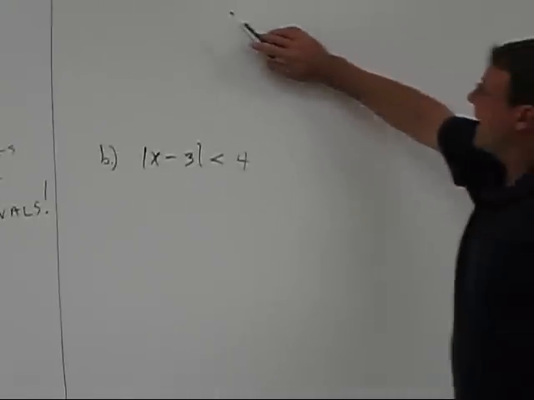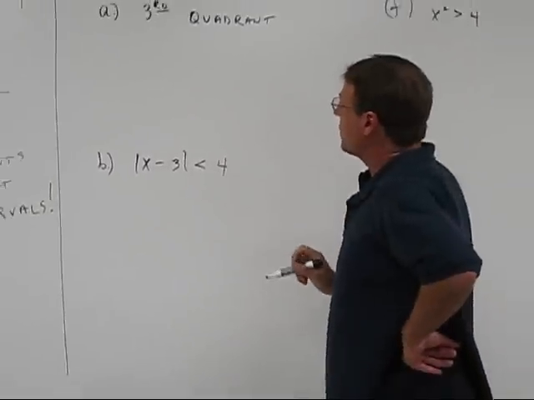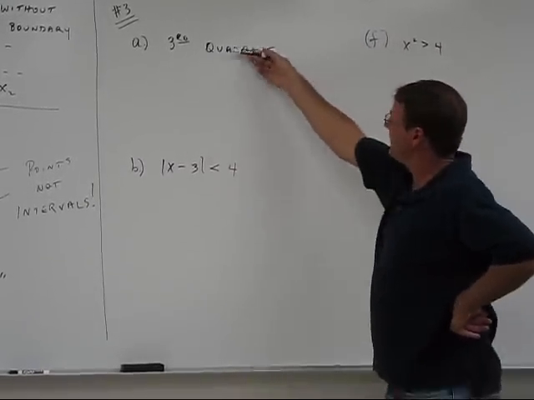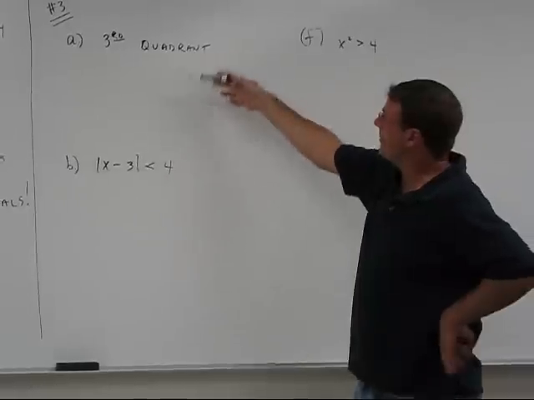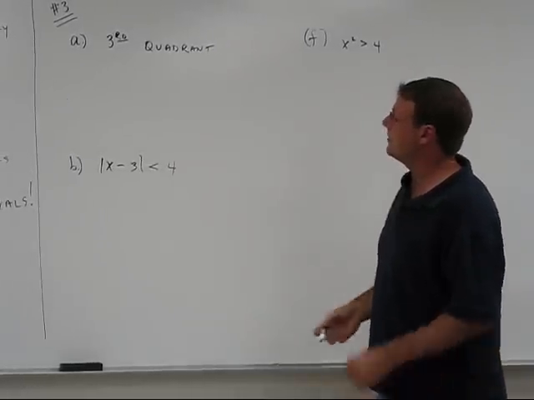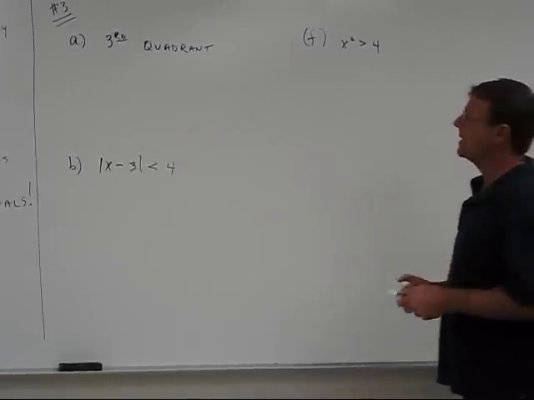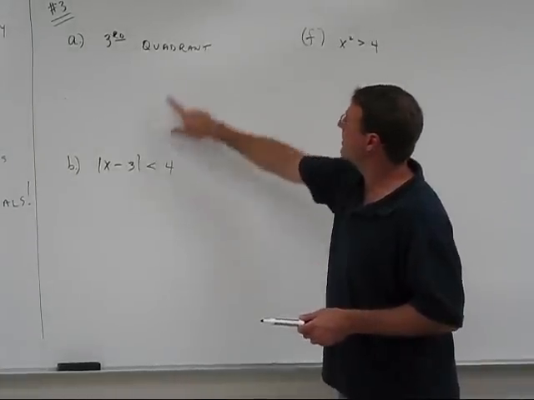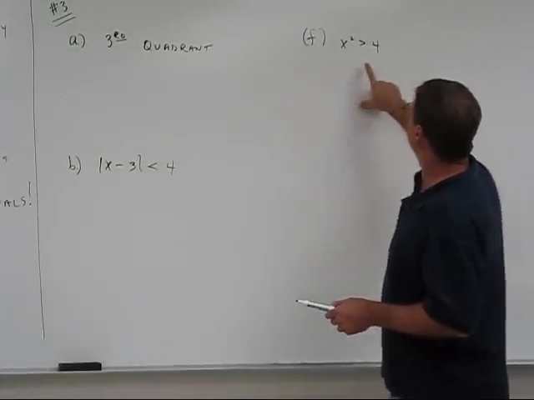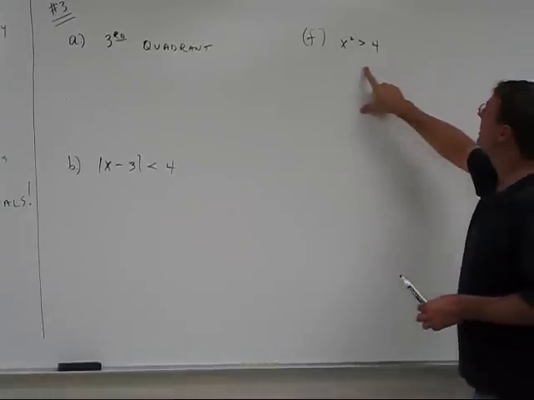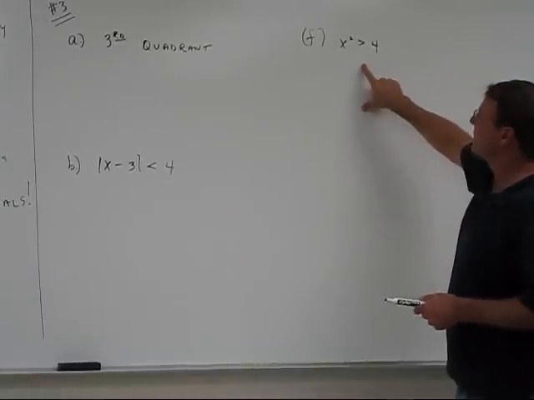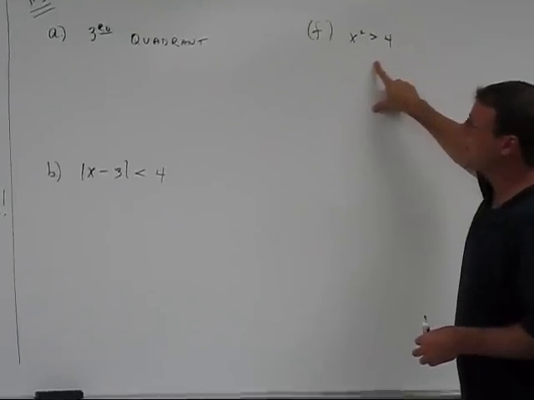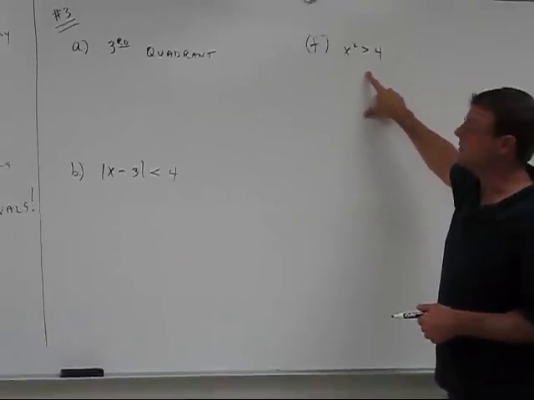The other one I want to look at is number 3. What we have to do here is take these word descriptions of sets in different settings. This one is in the real numbers, this is in R2, this is also in R2, this is the real numbers as well. So what we have to do is try to describe those using intervals.